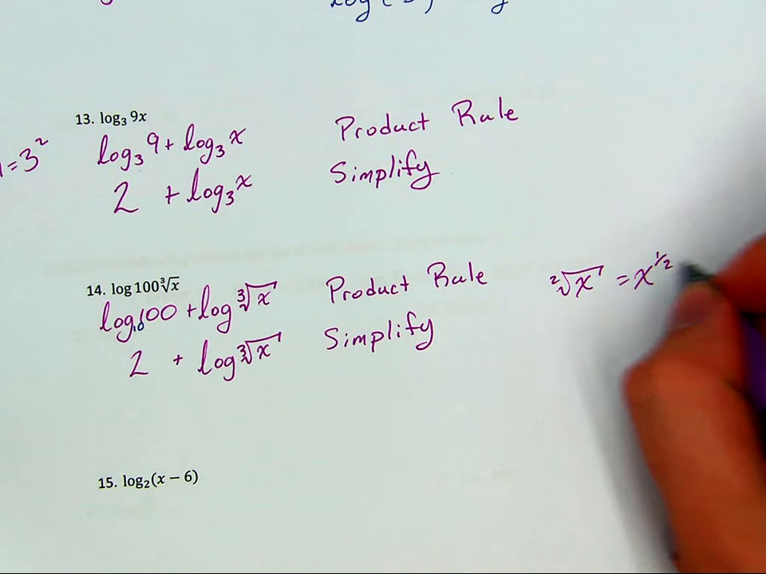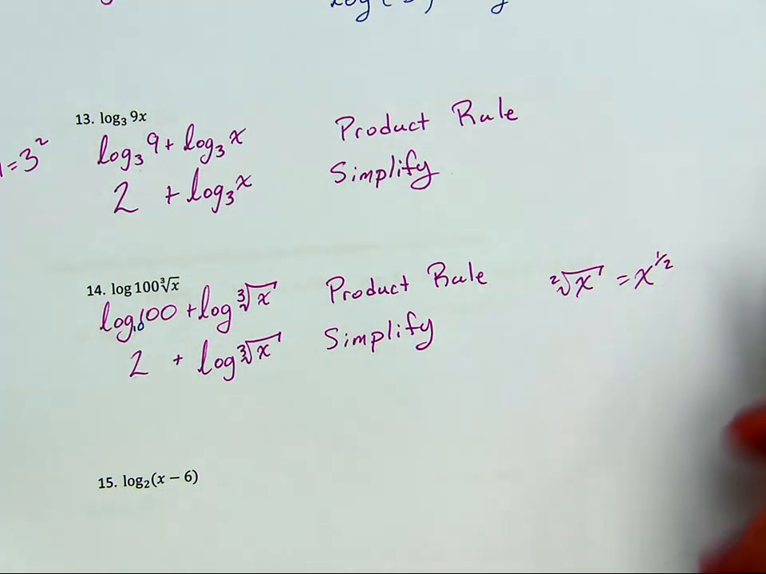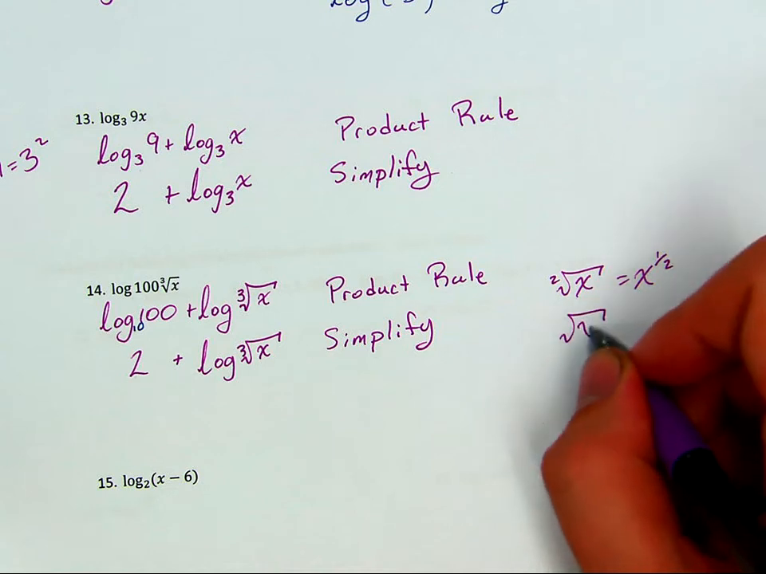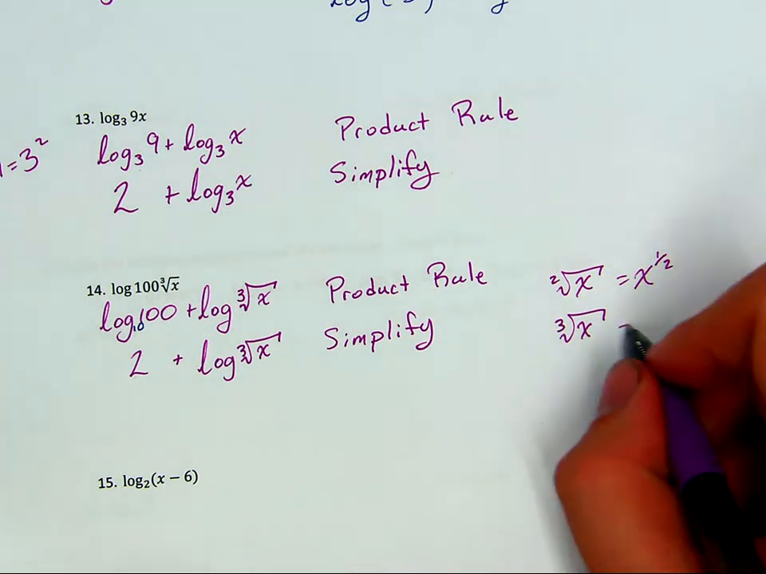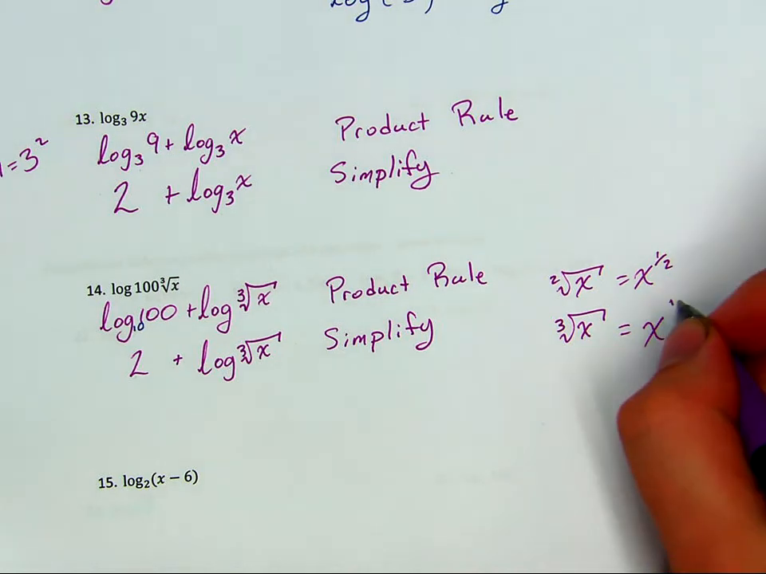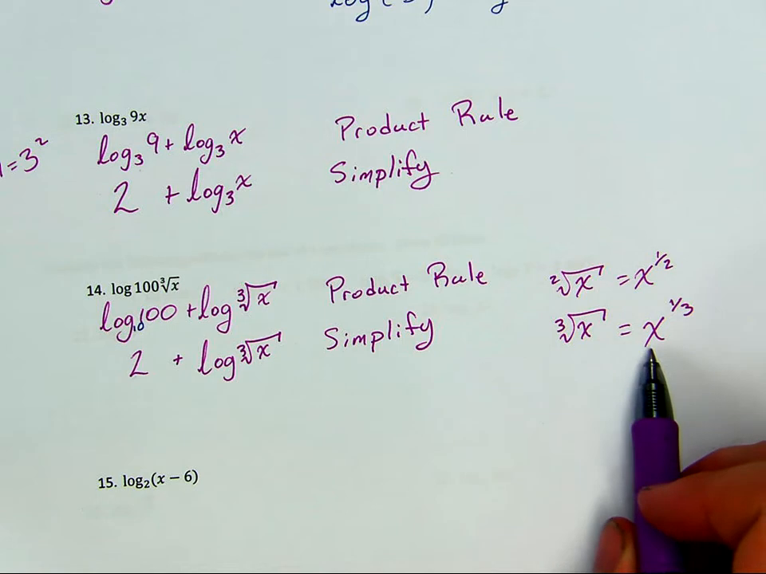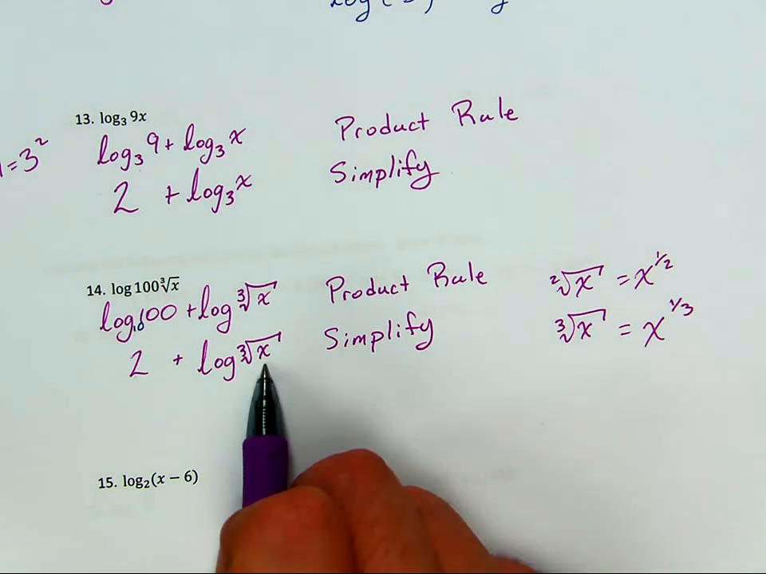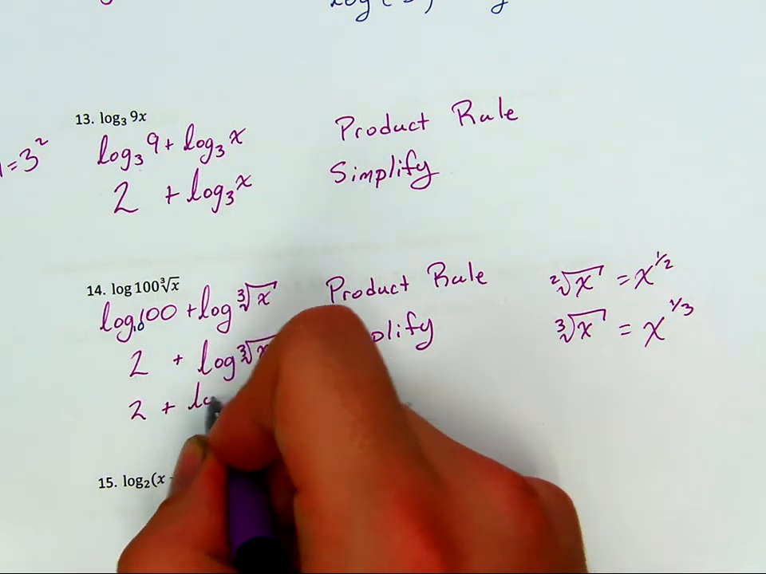So we can do the same thing with a cube root. Now here, instead of the degree being a 2, the degree of the root is 3. And then just like we do over here with the fraction and the exponent, 1/3. So a cube root of x can be written as x to the power 1/3. Do that over here as well: 2 plus the log of x to the 1/3. And there we just changed our notation.